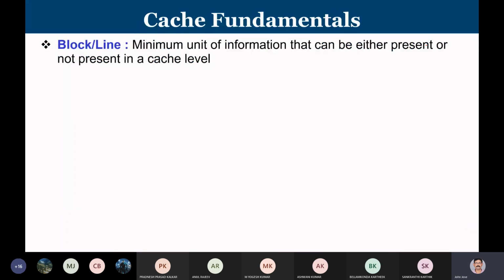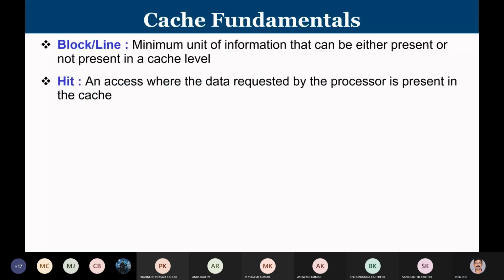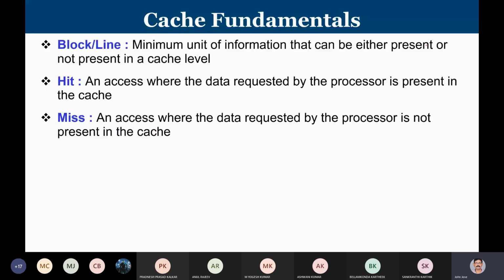Block or line, they both are the same. The terms cache block and cache line are the same. It's the minimum unit of information that can be either present or not present in the cache. So when you copy something from main memory, it is in terms of a block. Now, a hit is an access where data requested by the processor is present in the cache. So when I give an address, if it is present in the cache, we call it a hit. An access where data requested by the processor is not present in the cache is known as a miss.